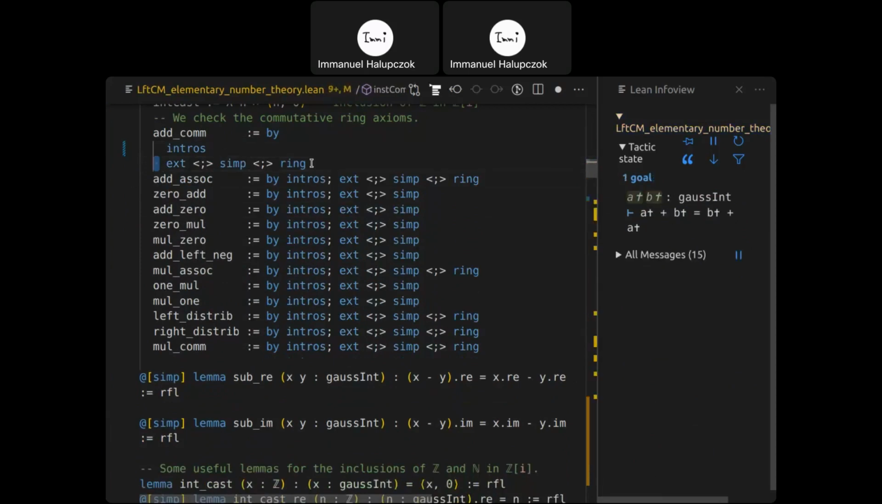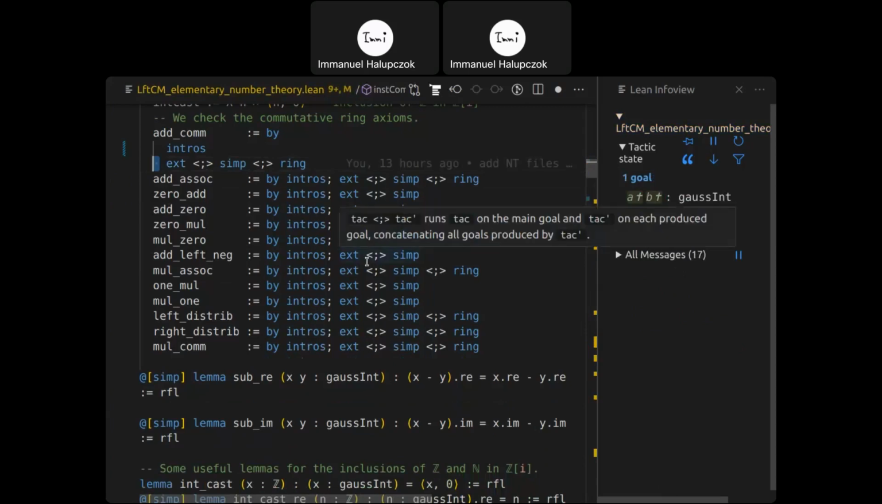So if you were wondering how we got to this, well, probably we first wrote a longer version at the beginning and then we simplified.